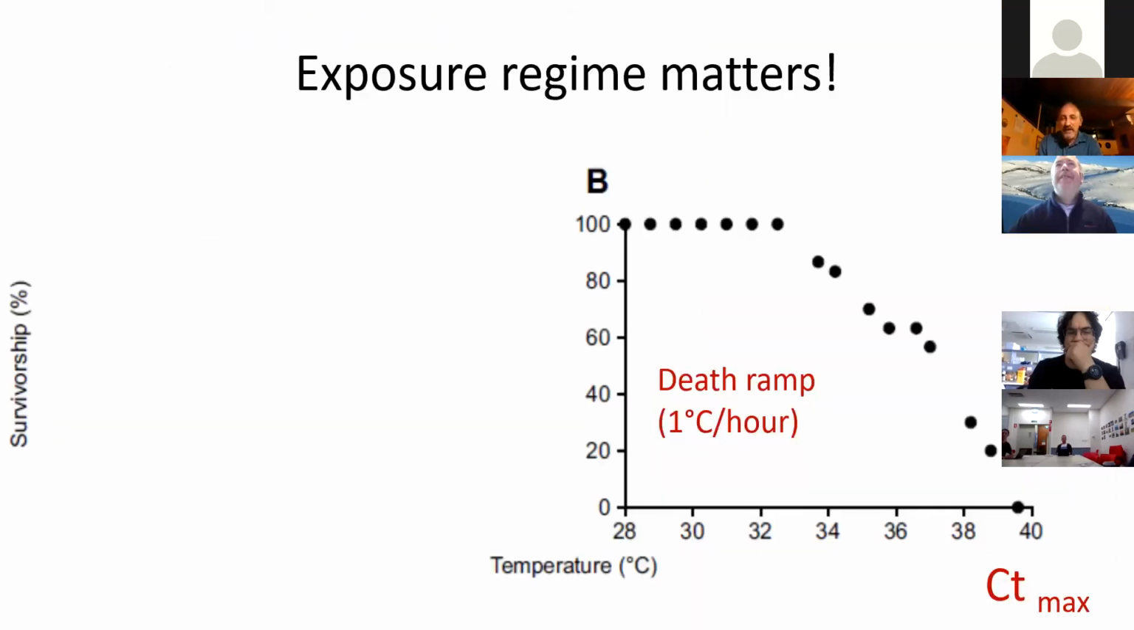So getting back to what I was talking about in terms of exposure regime, this is the most classic way that people think about temperature stress, and we call these experiments death ramps, where we basically put the animals in water and warm them up. And here's an example of a death ramp experiment in Neocloeon triangulifer. We've raised the temperature 1 degree C per hour, and we get a CT max estimate pretty close to 40 degrees C, a temperature which we never ever see here. We just don't get water that hot.